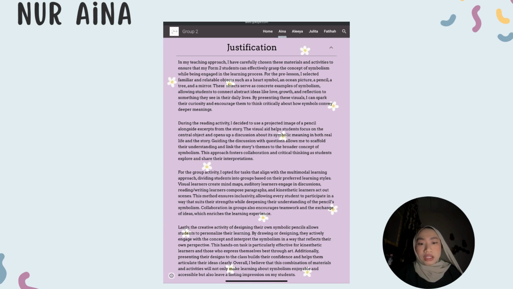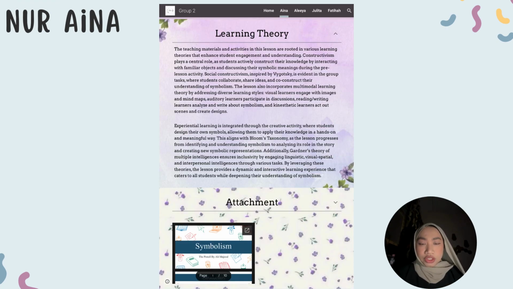Lastly, we have the creative activity of designing their own symbolic pencil. This allows my students to personalize their learning. By drawing or designing this pencil, they can actively engage with the concept and interpret the symbolism in a way that reflects their own perspective.